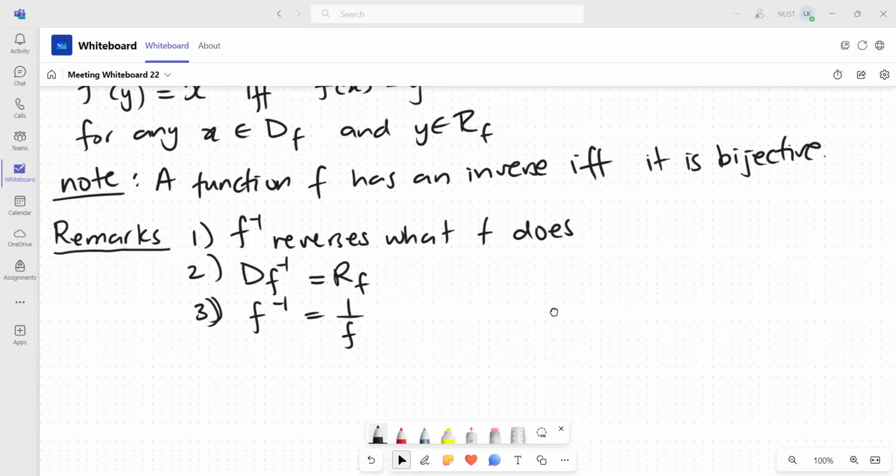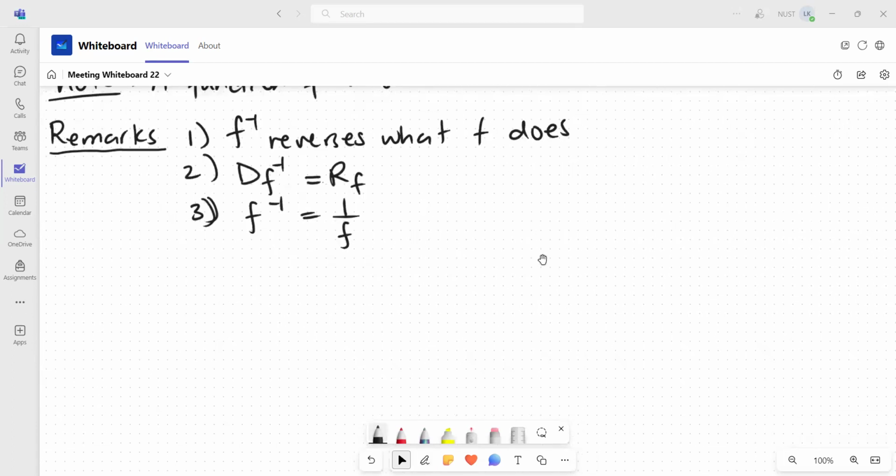So when we are trying to find the formula for the inverse of f of x, what you need to do is replace f of x with y, solve for x, interchange x and y, and then replace the y with f inverse of x. So let's see some examples of how to do this.